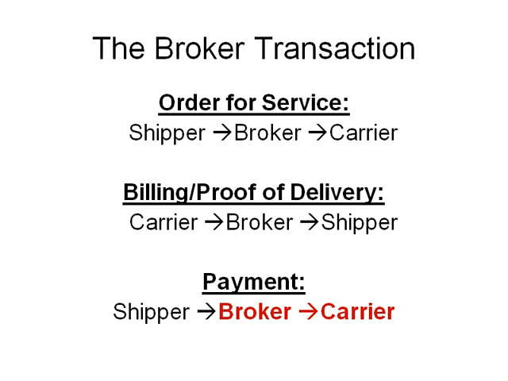Now, let me show you the broker transaction. There are 3 phases to this transaction. Number 1 is called the order for service. So among these 3 players, here's the deal.